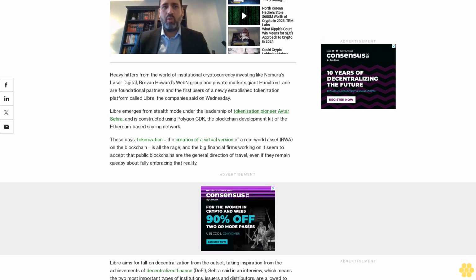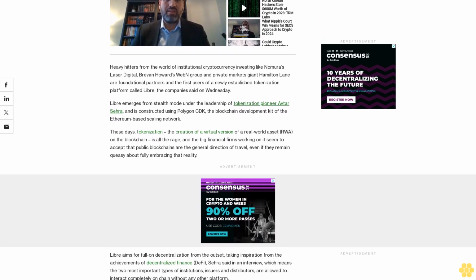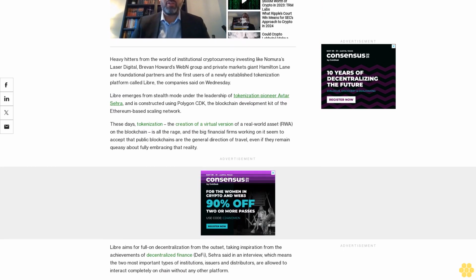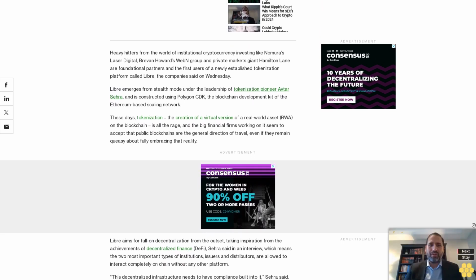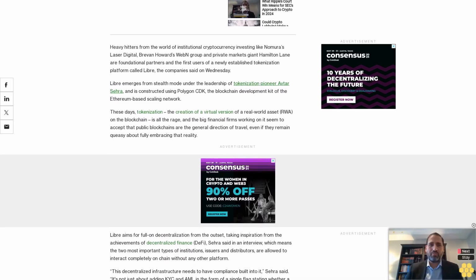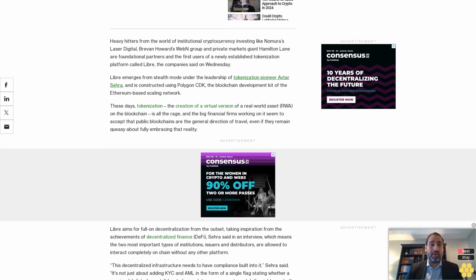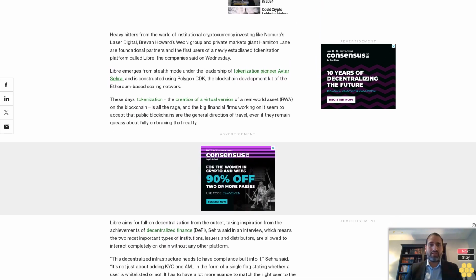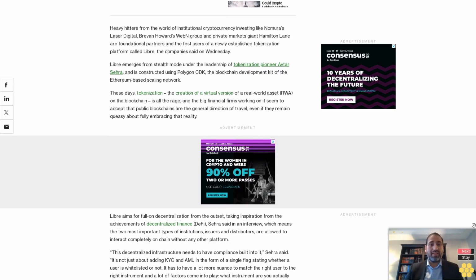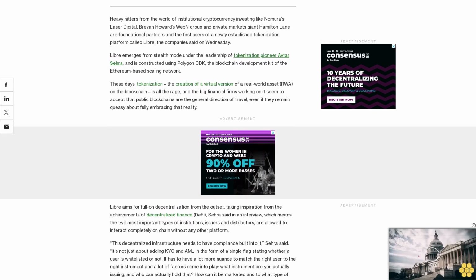It's not just about adding KYC and AML in the form of a single flag stating whether a user is whitelisted or not. It has to have a lot more nuance to match the right user to the right instrument, and a lot of factors come into play. What instrument are you actually issuing, and who can actually hold that? How can it be marketed, and to what type of investors and which jurisdictions?